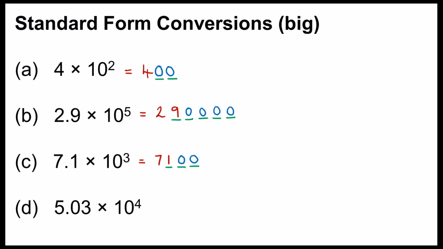For my last example, I'm going to start off with the digits 5, 0 and 3. Again, because my power is 4, I need to count out 4 spaces after my first digit, so 1, 2, 3 and 4. And I need to fill the empty spaces with zeros. That means that my final answer is 50,300.